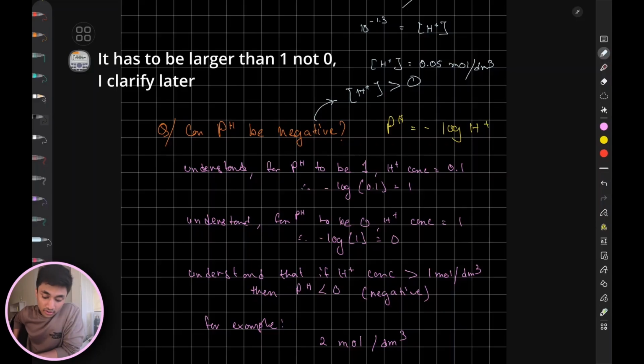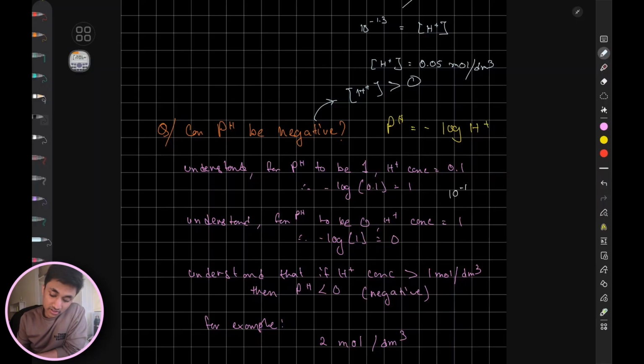Understand that for pH to be 1, the concentration has to be 0.1, because 0.1 is 10 to the power of minus 1. So log base 10 of 10 to the power minus 1 is minus 1, and in front of this you have another minus, because pH is equal to minus log base 10 of whatever you have inside. So minus times minus 1 is positive. So a pH of 1 means your concentration of H plus is 0.1 mole per dm cube.